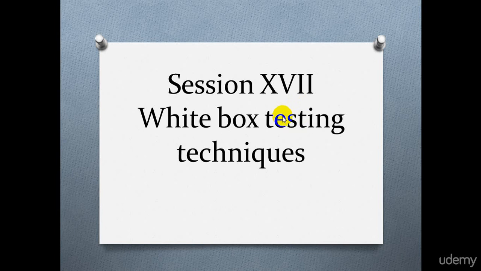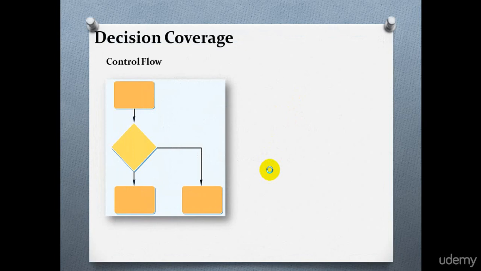In this session we are learning white box testing techniques. Decision coverage and control flow. You can use control flow diagrams to visually depict program structures. Structures such as decisions are easier to understand when depicted visually. You can also analyze code and arrive at test cases by understanding this control flow diagram.